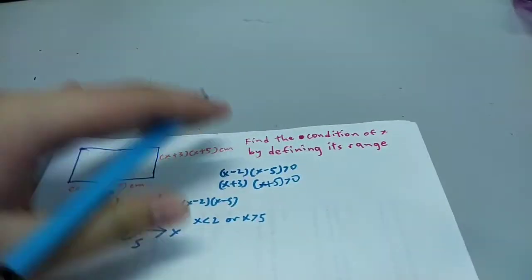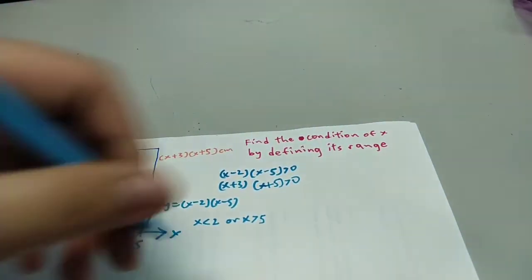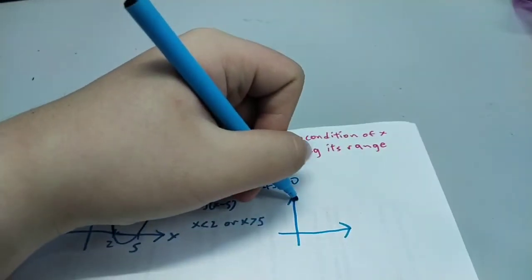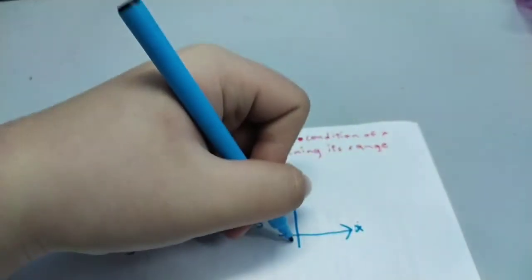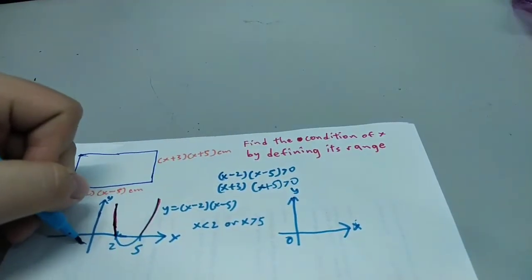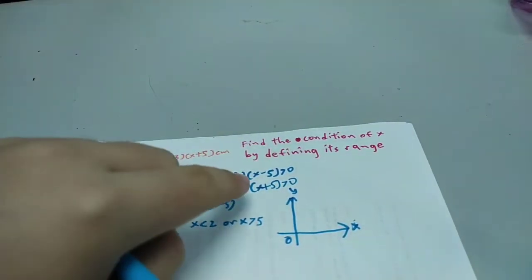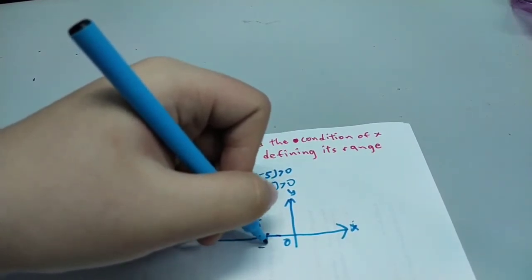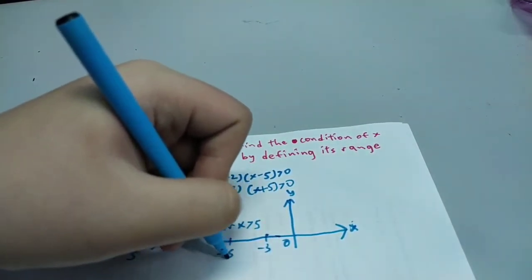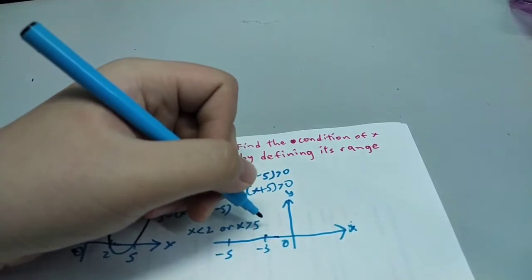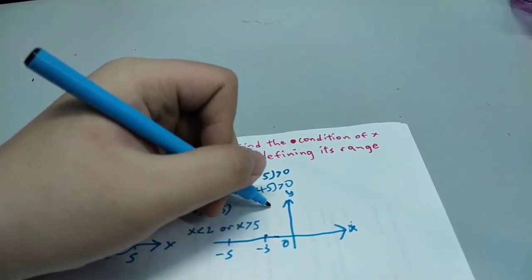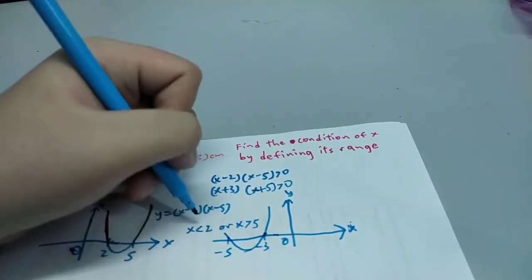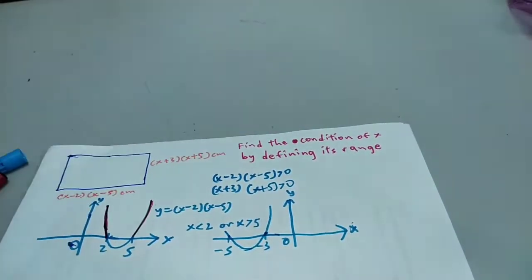Now let's solve the second quadratic inequality. When we draw the graph, we get y, x, and 0, for (x + 3)(x + 5). So we will get negative roots: this is negative 3 and this is negative 5, with positive x squared. So it should be a U-shaped curve, like this and like this.